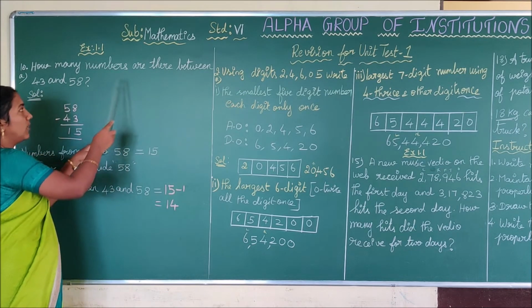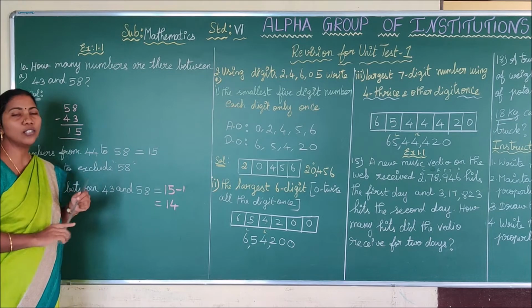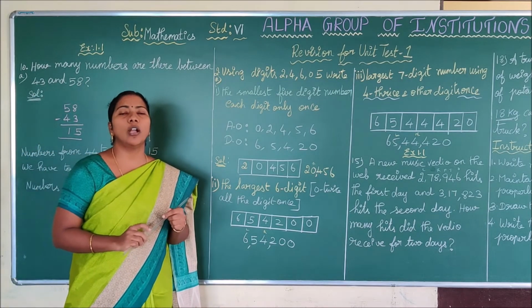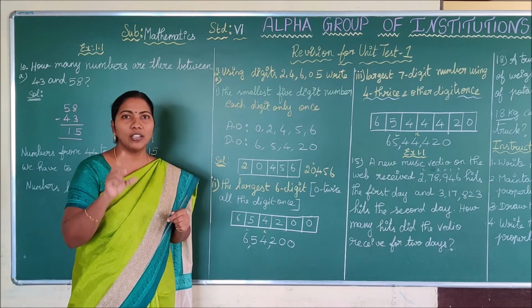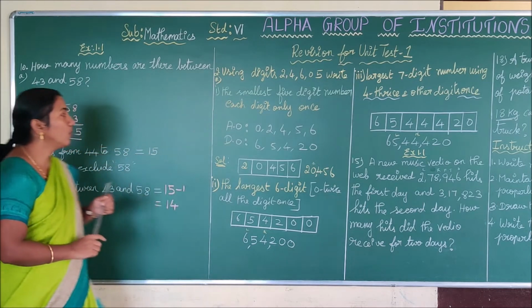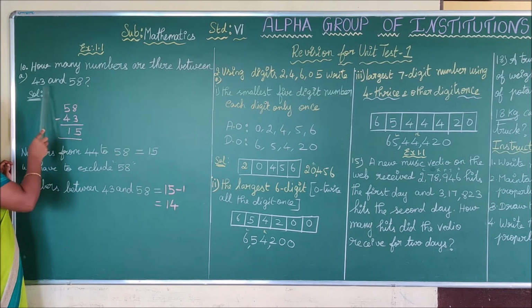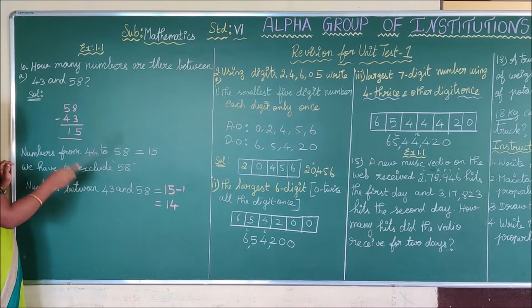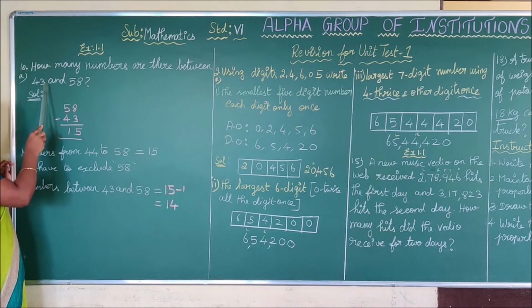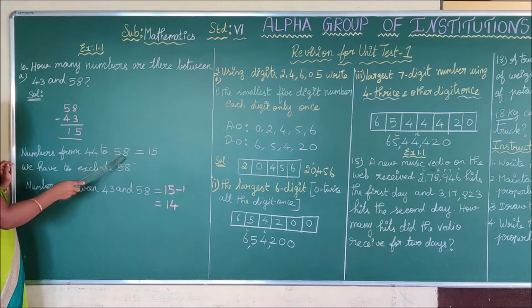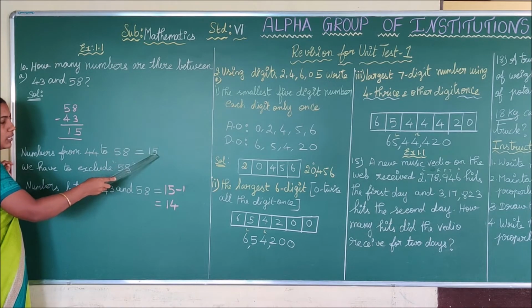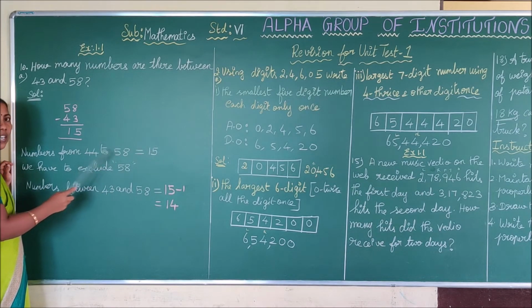In the question, if they are asking for numbers between, the first step you have to do is subtract the given two numbers. So first we are subtracting the given two numbers. What is the answer? 15. That is, these 15 numbers are from 44 to 58. It includes the next number after 43, that is 44, up to 58.